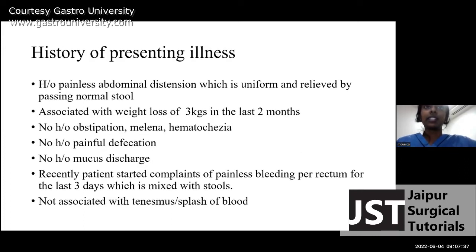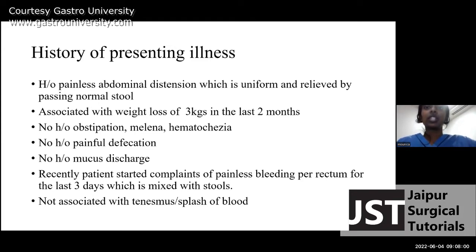History of presenting illness. He has a history of painless abdominal distension, which is uniform and relieved by passing normal stool. It is associated with weight loss of 3 kg in the last 2 months. There is no history of obstipation, melena, and hematochezia. No history of painful defecation. No history of mucus discharge. Recently, the patient started complaining of painless bleeding per rectum for the last 3 days, which is mixed with stools.